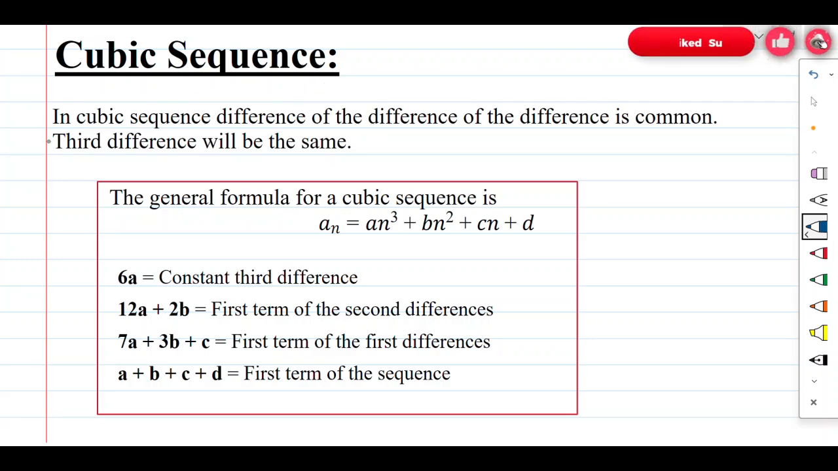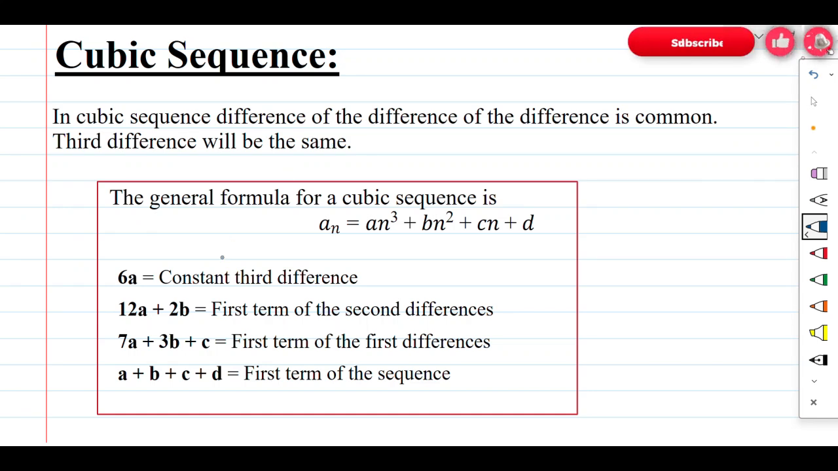Cubic sequence. In a cubic sequence, the difference of the difference of the difference is common. This means the third difference will be the same. When the third difference is common, that sequence is a cubic sequence. When the first difference is common, that is an arithmetic sequence. When the second is common, that is a quadratic sequence. And when the third is common, that is a cubic sequence, right?